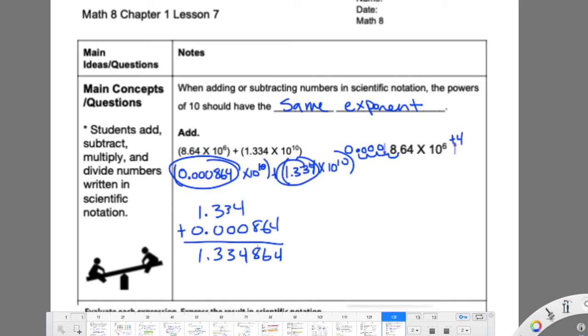And then we have times 10 to the 10th power. So this doesn't change. We're just adding them together. So this is not the power of a product rule where we're adding the exponents together. We're literally just adding two numbers together. So the power of 10 and the exponent stay exactly the same as they were.